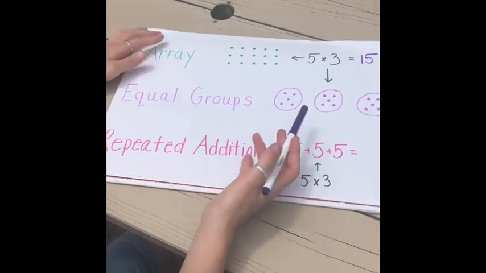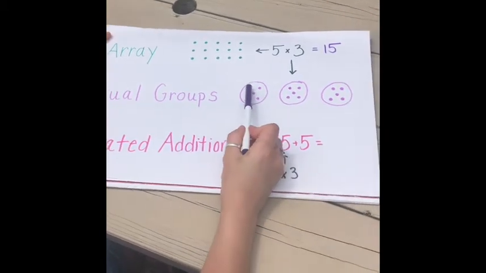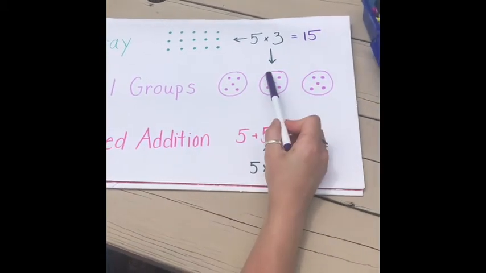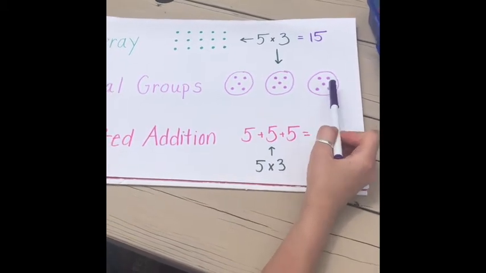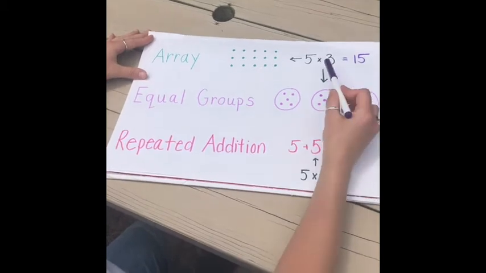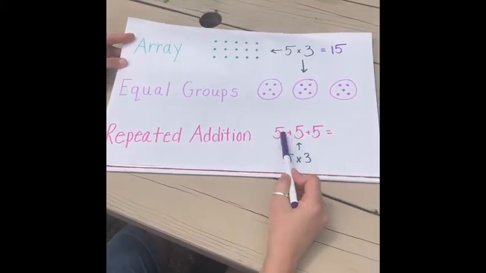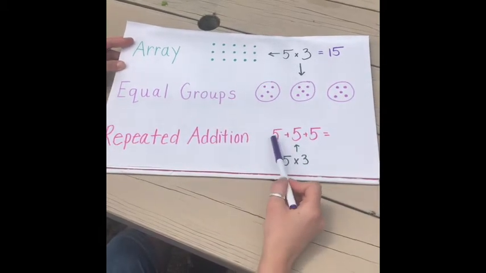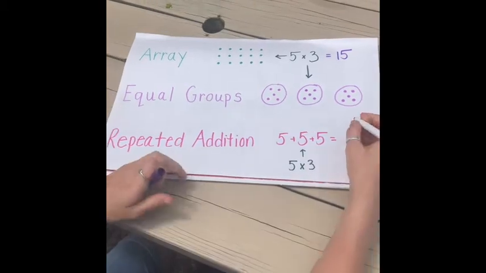And you'll get the same answer in these groups that we made. Equal groups. 1, 2, 3, up to 15. 3 groups of 5. And then we have repeated addition. 5 3 times. 5 plus 5 is 10, plus 5 is 15.